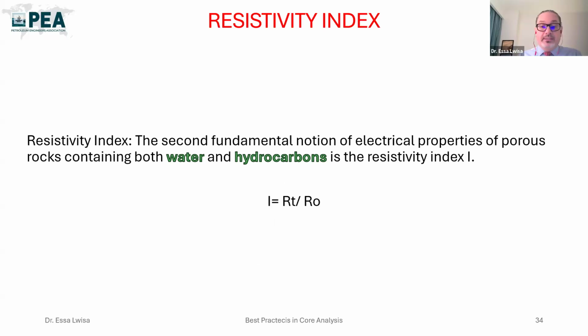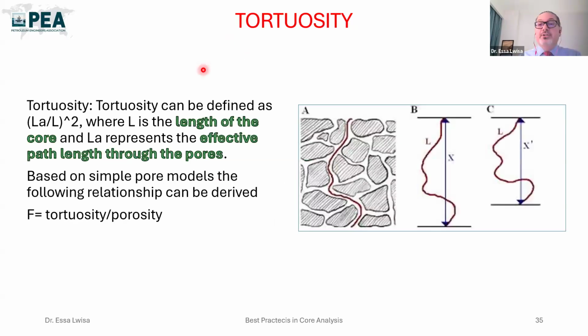Okay, what is the third component? What is the third electrical property? It is the tortuosity. What is tortuosity? Tortuosity can be defined as LA over L to the power of 2, where L is the length of the core, from here to here. LA represents the effective path length through the pores. So LA is always higher than L.